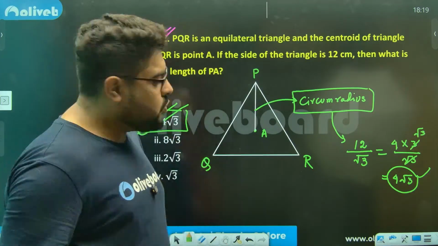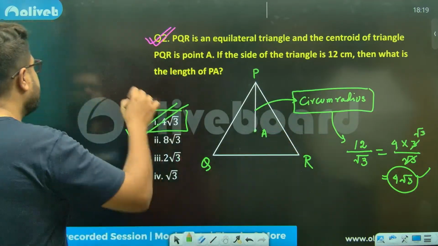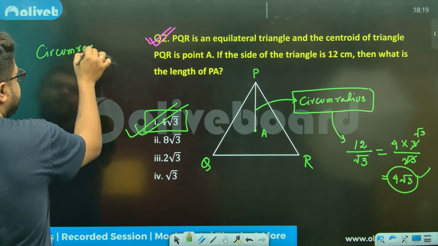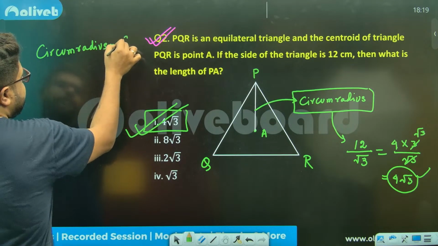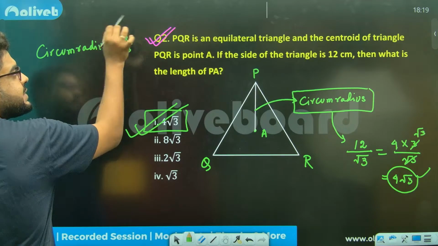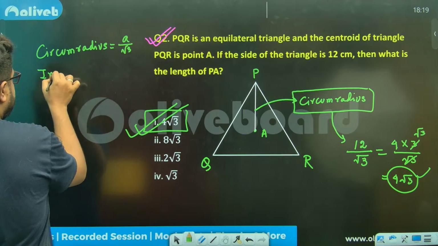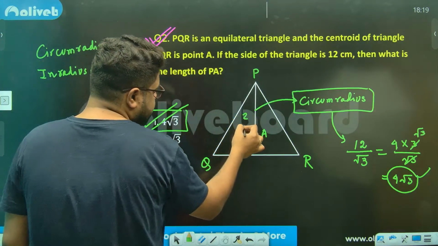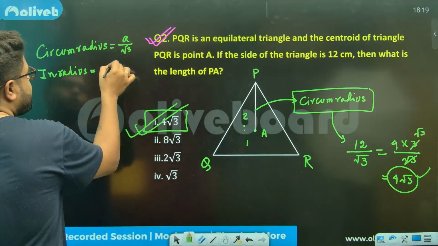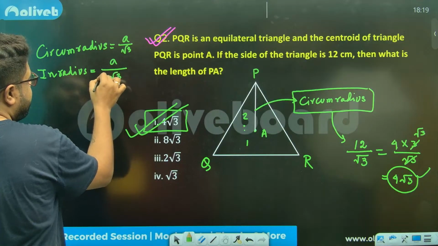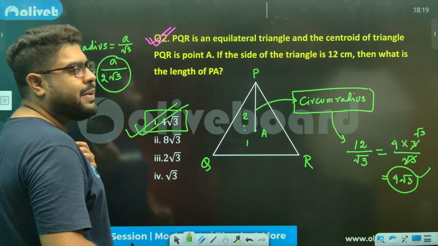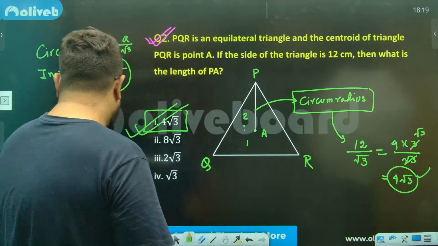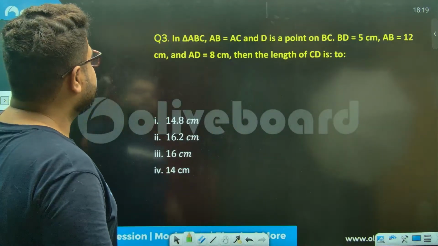Now again, if you don't know this formula: the circumradius of any equilateral triangle is always a by root 3, where a is the side. And the inradius is in the ratio 2:1, so it will be half of this. So you put a 2 below: a by 2 root 3. That's as simple as that. Let's move on.